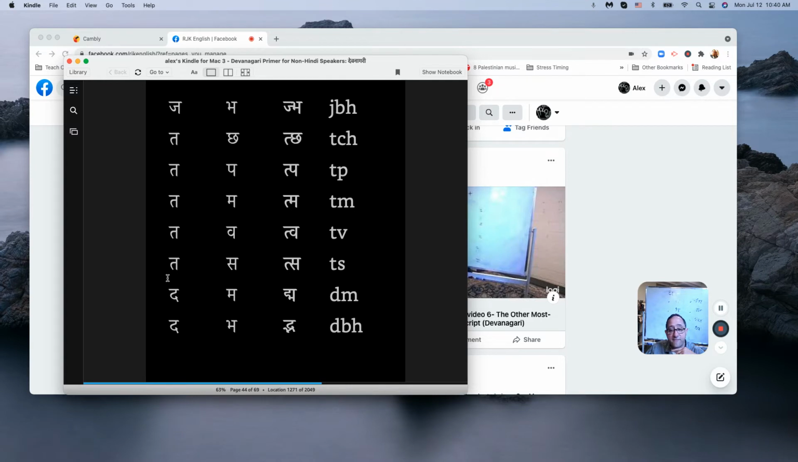For the ta, the dental T's, these are also pretty easy. You use the first part of the T and connect it to the next letter. To ch, to cha, to ba, to ma, to va. See how it's T and V together. Tsa. The D's, the dental D's, da, gets a little bit complicated.